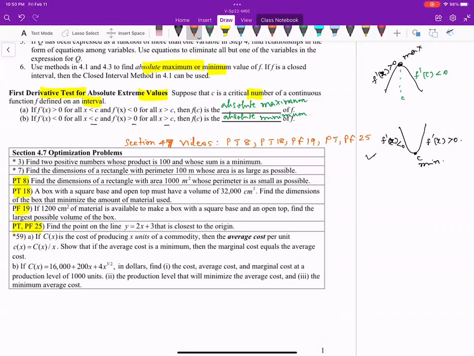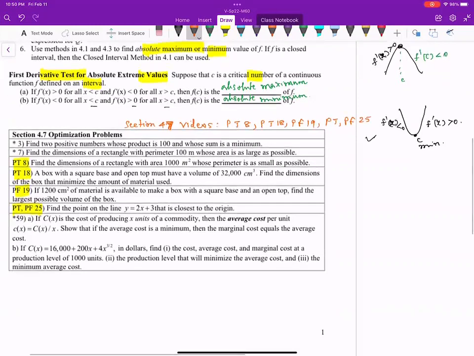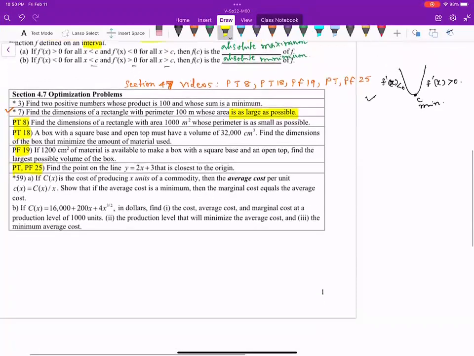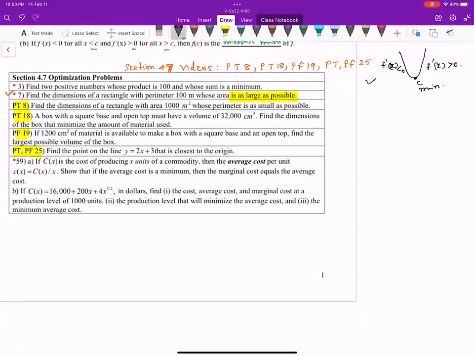Now, for this section, for the example, we'll try to do one of the first two problems. We can pick number 7 to do here in this video. Find the dimensions of a rectangle with perimeter 100 meters and whose area is as large as possible. Perimeter is given, and whose area is as large as possible. This is problem number 7.